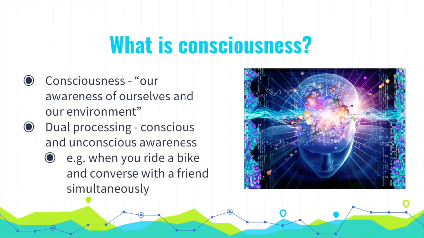A good example of dual processing is when you're riding a bike and you're conversing with a friend while you ride the bike. The conscious action is conversing with your friend, while the unconscious action is riding the bike. So you're able to do two things at the same time. Exactly, dual processing. Pretty neat. Let's move on to the main portion of this video, sleep.